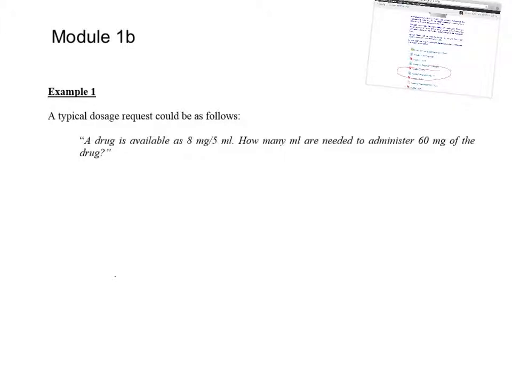So the first example is looking at a dosage where typically your dosage will be given as a concentration. We're told here that the drug is available as 8 milligrams contained in 5 milliliters. And we want to know how much of the drug to administer in order to get 60 milligrams of the drug. To give you a bit of a visual for this, a teaspoon holds about 5 milliliters.